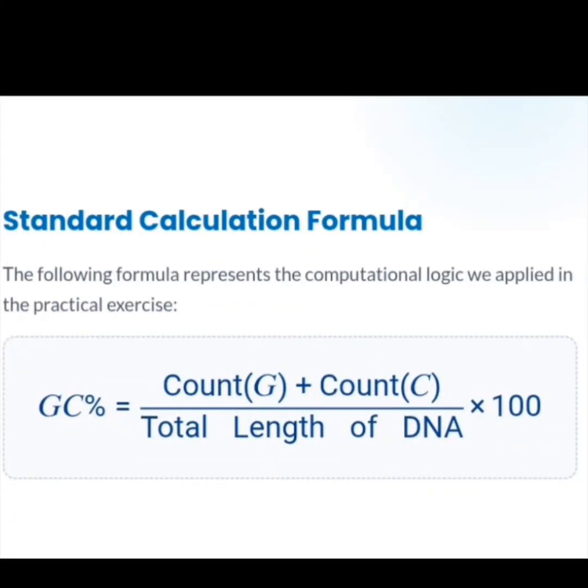Now, this is a standard formula for GC content calculation. So GC percentage is equal to count G plus count C, all over the total length of DNA, times 100. So this is the standard formula to calculate the GC content. This is the formula we are going to use in our Python to calculate the GC content.